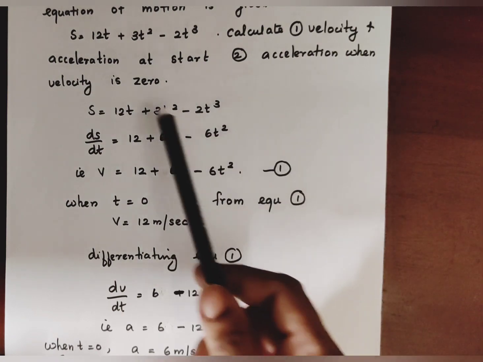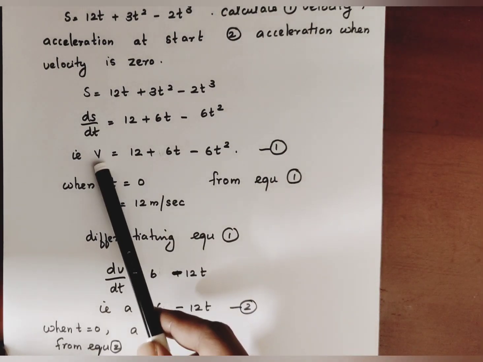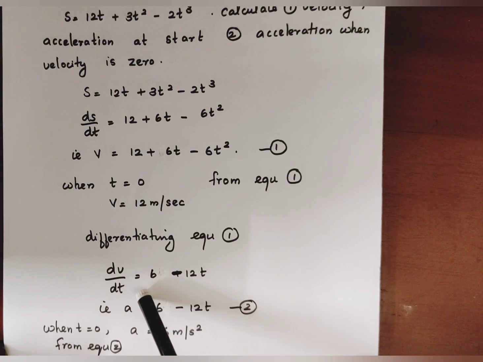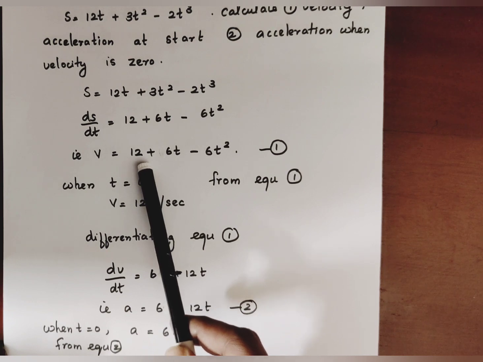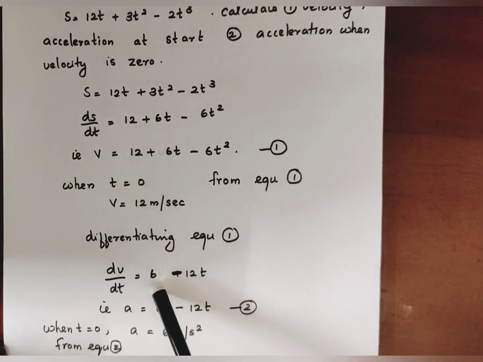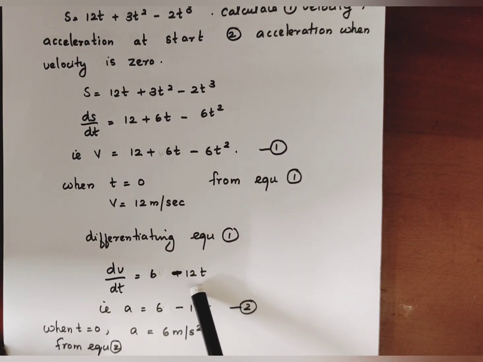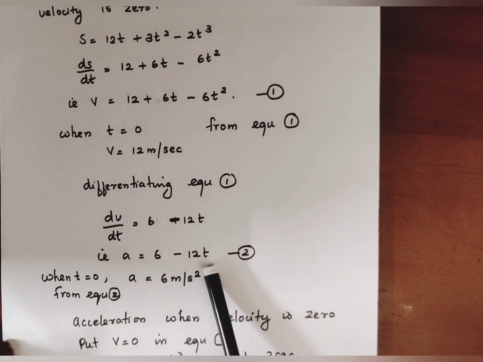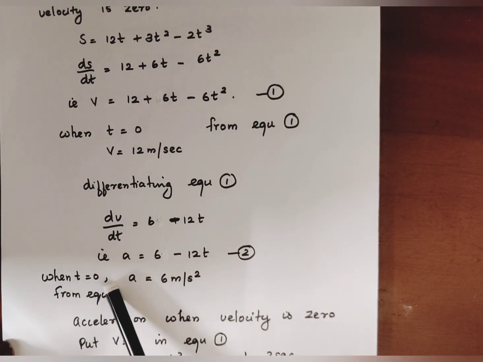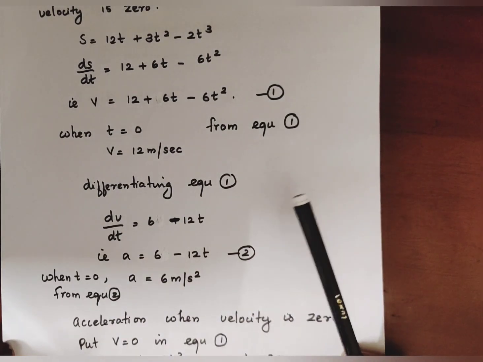So now in order to calculate the acceleration, you have to differentiate equation 1. That is dv by dt, that is equal to 12 is a constant. So when you differentiate it, it will be 0. 6t, when you differentiate, you will get 6. 6t square, on differentiating you will get 12t. So 6 minus 12t. So now this is the equation for acceleration. You can substitute t is equal to 0 to get the answer for the first question. Acceleration is 6 meter per second square.